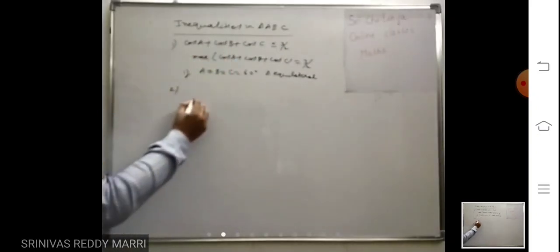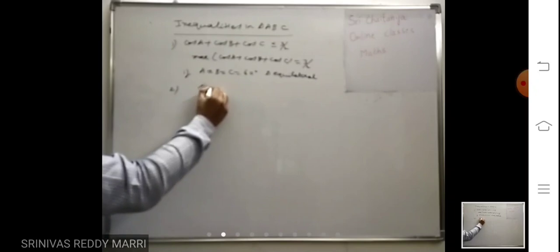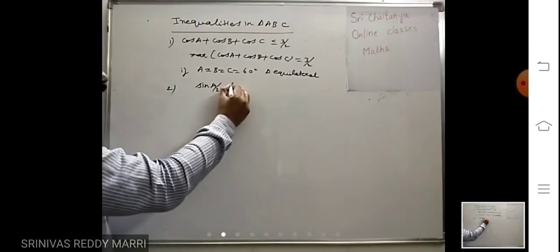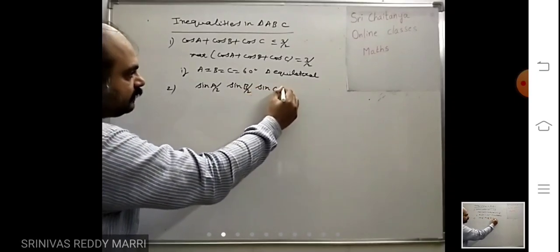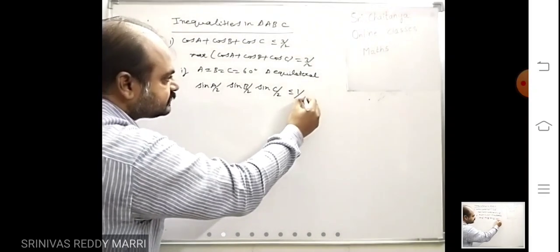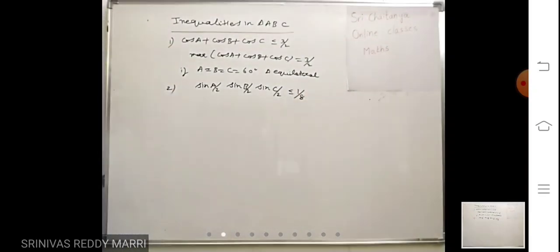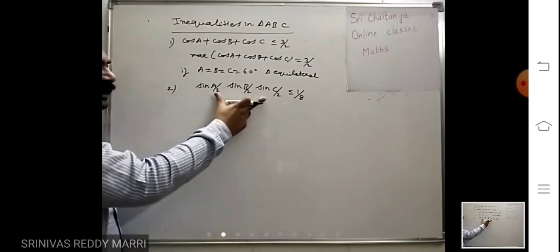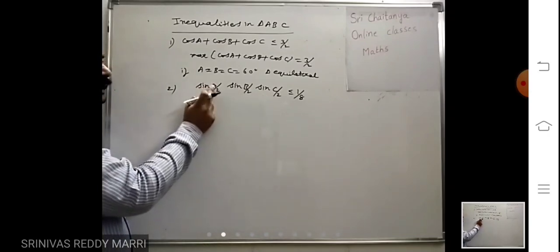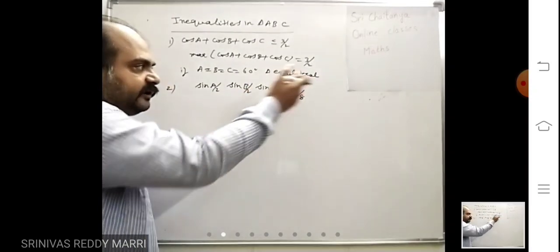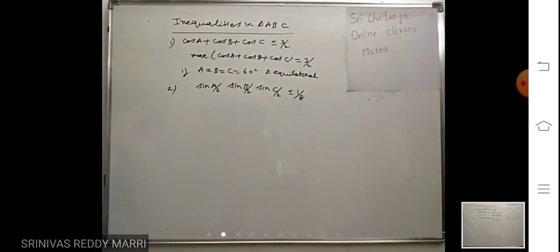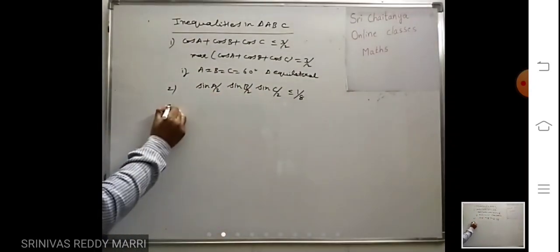Now another inequality is sin A by 2 into sin B by 2 into sin C by 2, which is less than or equal to 1 by 8. This also holds in an equilateral triangle. Substitute A equal to 60, B equal to 60, C equal to 60. What you will get? 1 by 2 into 1 by 2 into 1 by 2. That is the maximum value, 1 by 8. In any triangle it will be less than 1 by 8 only, and in an equilateral triangle it will be 1 by 8. Remember this inequality.